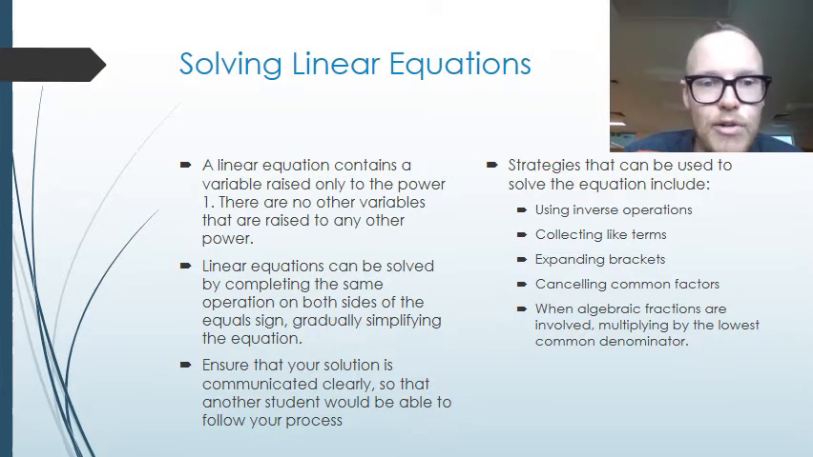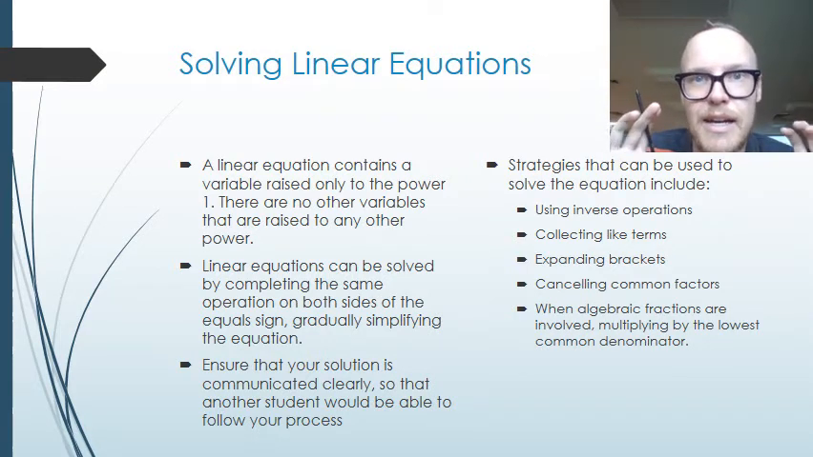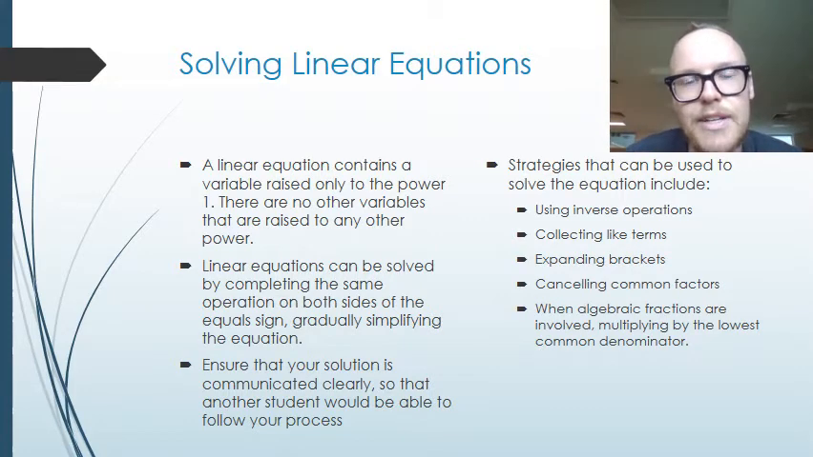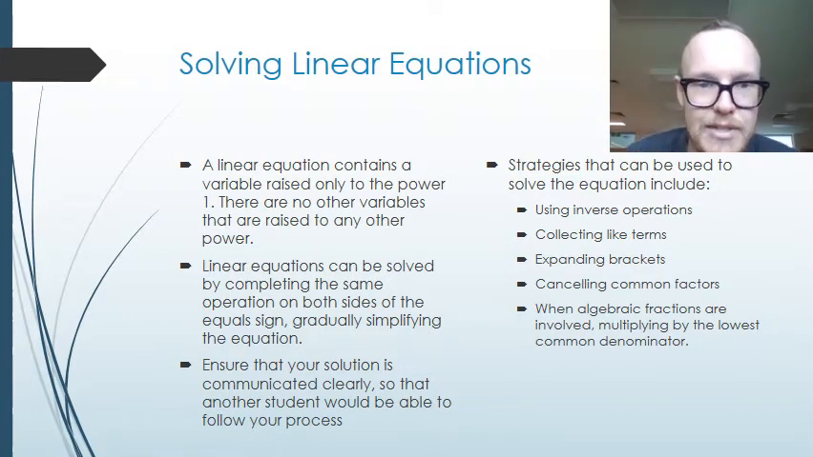Linear equations can be solved by completing the same operation on both sides of the equal sign, gradually simplifying the equation. We need to remember that both sides of the equals sign are equivalent, so we need to do exactly the same operation to both sides to ensure that it is balanced and maintains the integrity of the equation. Our aim is to simplify in a number of steps so that we're reduced to just the final variable. We need to ensure that the solution is communicated clearly.